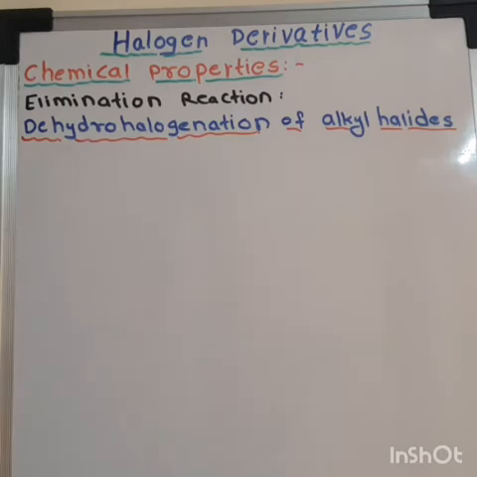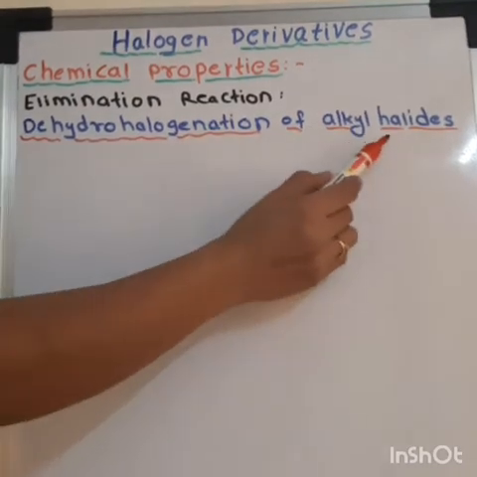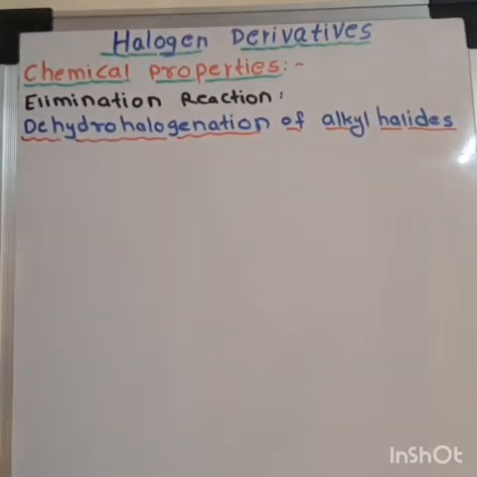In the previous lecture, we completed nucleophilic substitution reactions. Today, we will start the next chemical property, that is elimination reaction. In that, we will study dehydrohalogenation of alkyl halides. So let's start. To study this reaction, we should go through some important points first.